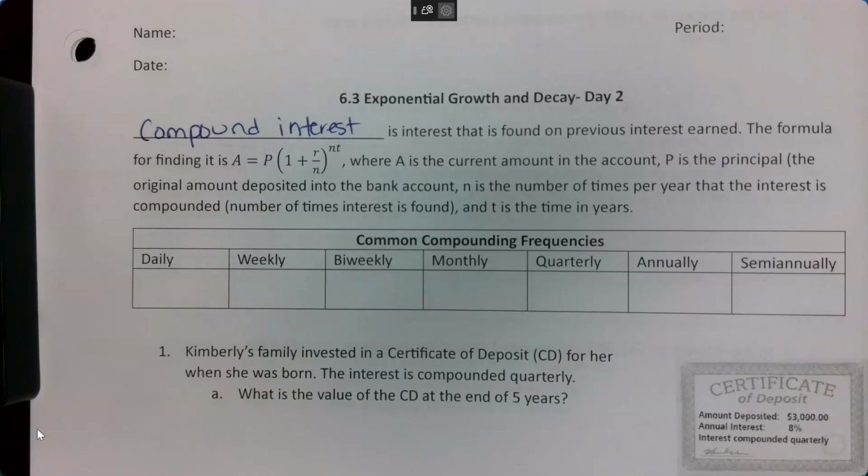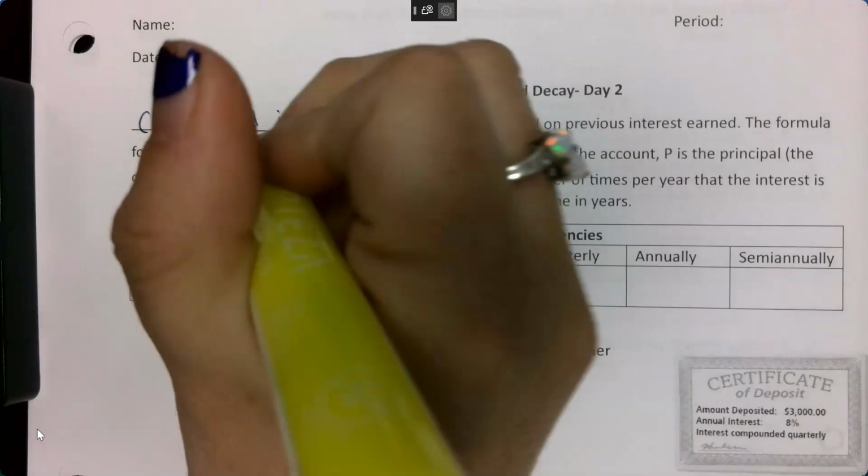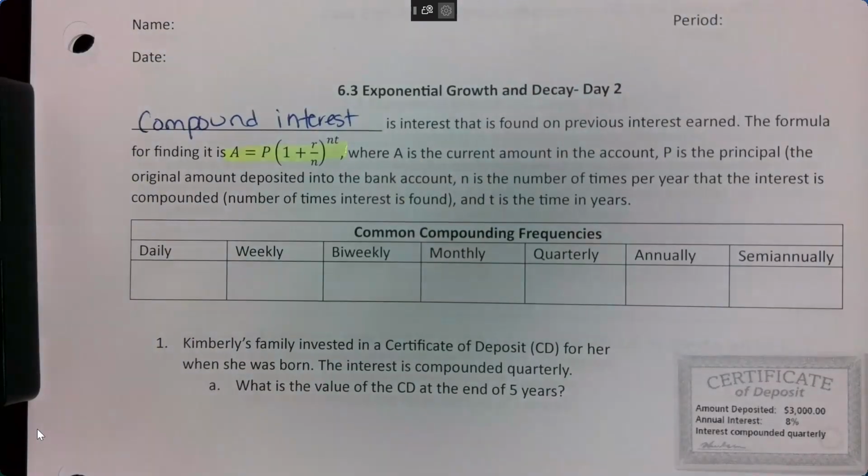where A is the current amount in the account, P is the principal, so the amount I started off with, R is the interest rate as a decimal, N is the number of times compounded per year that the interest is found, so how often it's found, and then T is my time in years. So then I have this table for common compounding frequencies.